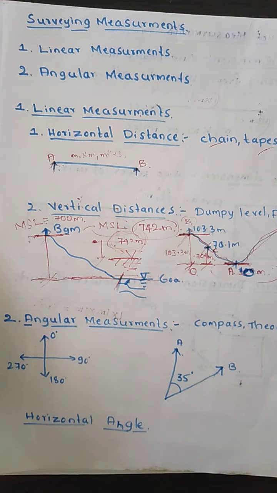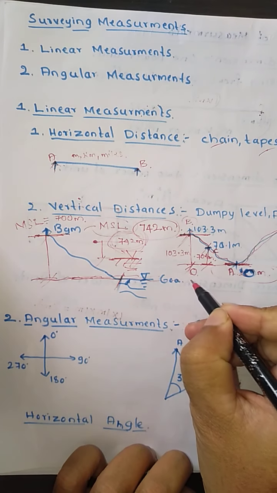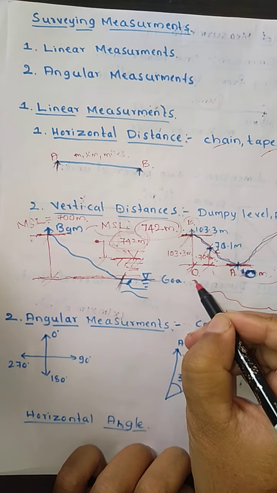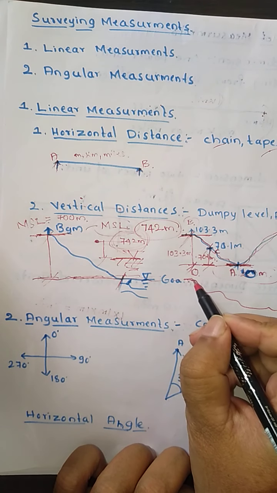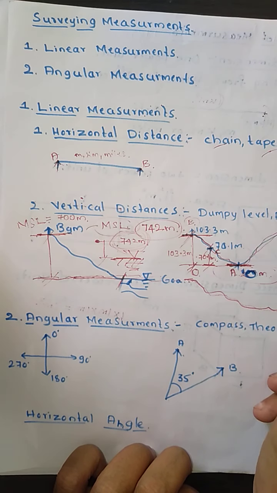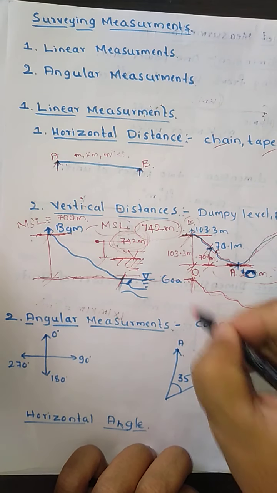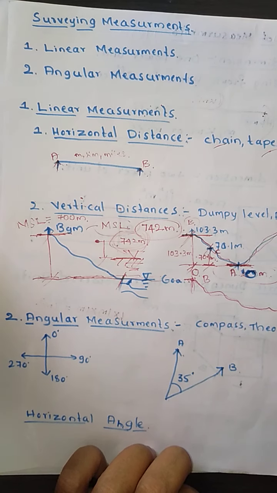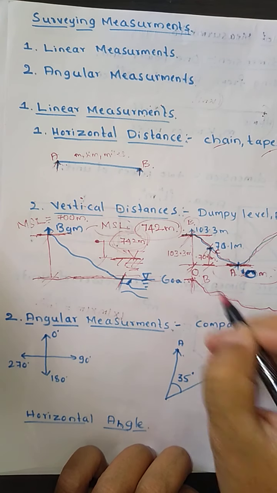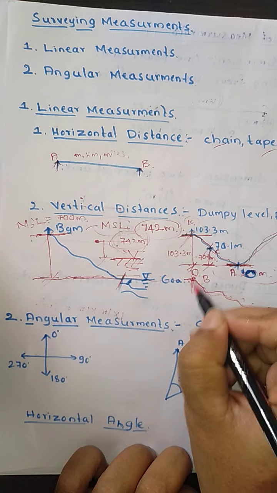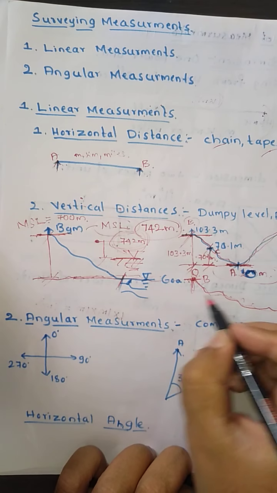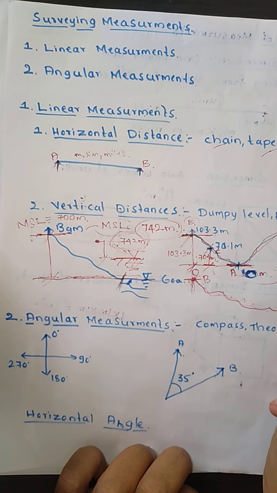Whenever you are going to measure vertical distances, if you want to measure the undulation of one particular site, or how the plane of that particular area or site is, you will start the surveying from here and then move to point B. From A you will start the survey, and somewhere you are going to end it at B. So at A you are going to take some reference.